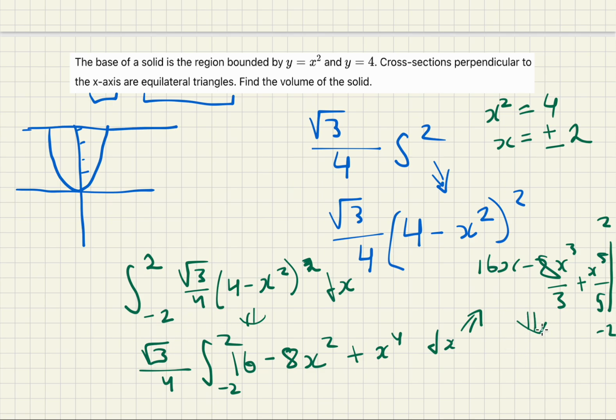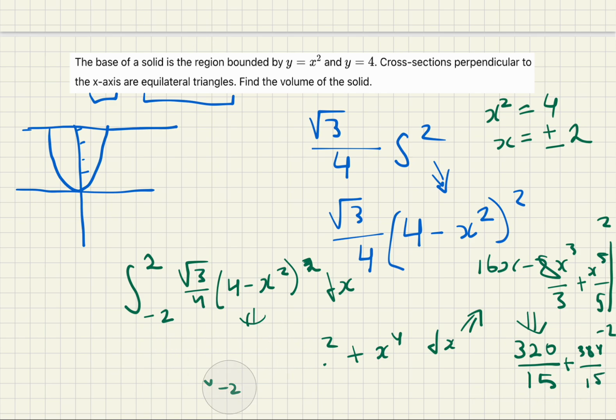And so when we simplify this, when we input 2 into the x and then subtract everything after inputting negative 2 into these terms, we get something along the lines of 320 over 15 plus 384 over 15. And so that gives us 704 over 15.